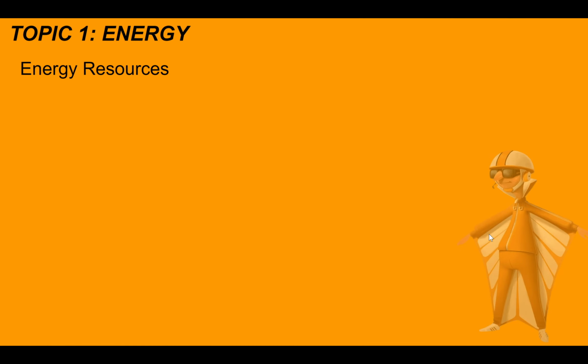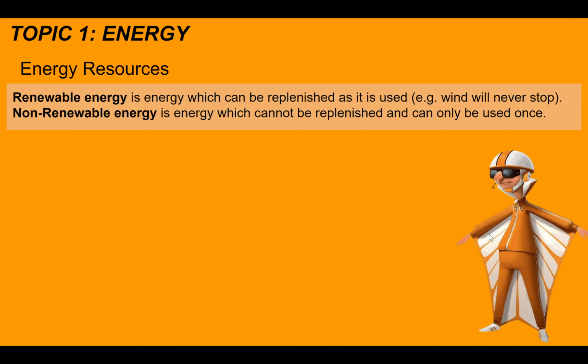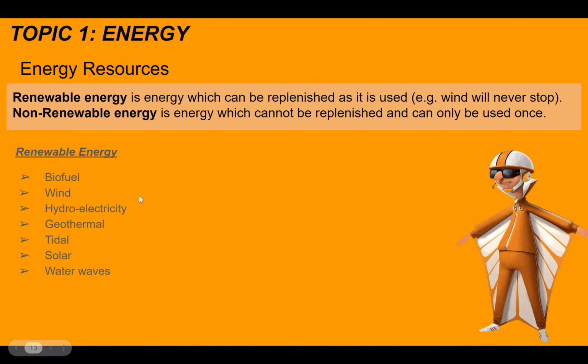Energy resources. Renewable energy is energy which can be replenished as it is used. For example, wind will never stop. Non-renewable energy is energy which cannot be replaced and can only be used the one time. Renewable energy sources include biofuel, wind, hydroelectricity, geothermal, tidal, solar, waterways. These are all very important because you're going to want to know these for the exam because it might ask you about any of these.